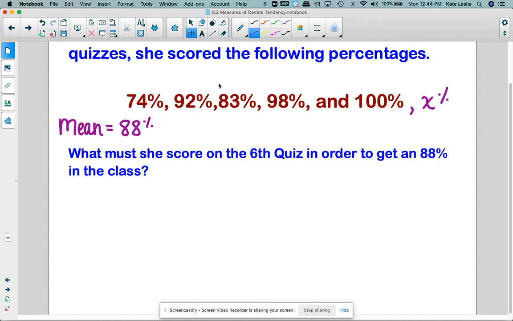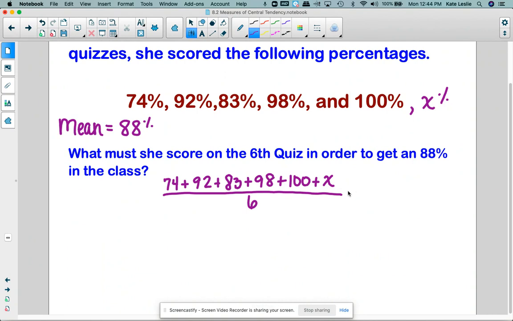Okay, so what we do to find the mean is we add all of these together. So 74 plus 92 plus 83 plus 98 plus 100 plus that 6th quiz she hasn't taken yet. Once we add those together, we typically divide by however many there are, and there are going to be 6 quizzes, equals, and then we want the mean to be 88%. So 88. Let's go ahead and start by getting rid of this divided by 6. The opposite of dividing by 6 is multiplying by 6. So I'm going to multiply each side by 6. Those 6s cancel. I have this long addition problem.